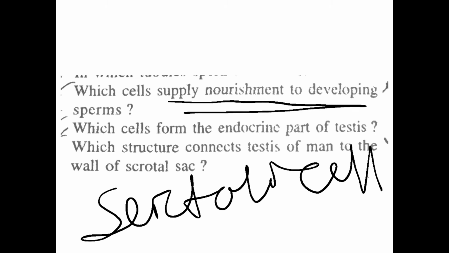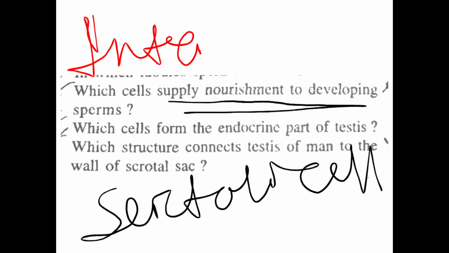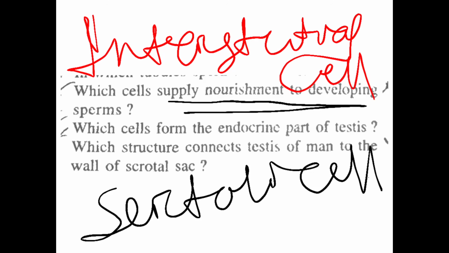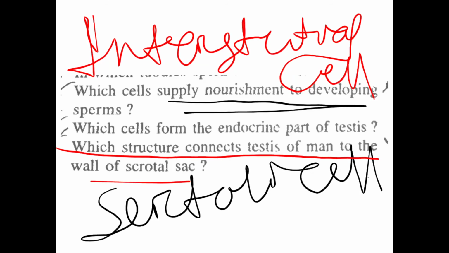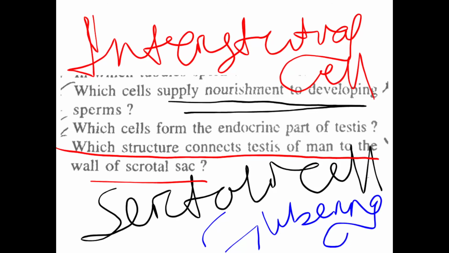Okay. Next. Which cell forms the endocrine part of the testis? That is the interstitial cell. Okay. Which structure connects the testis of man to the wall of the scrotal sac? That is the gubernaculum. Okay.